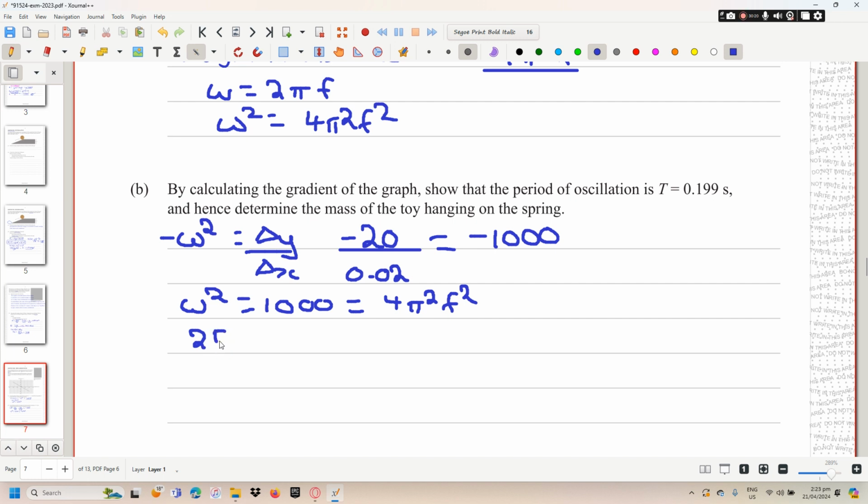which means that 250 on pi squared is equal to f squared, which means that frequency is equal to the square root of 250 divided by pi. Frequency is equal to 5.03 hertz, or per second, or whatever.